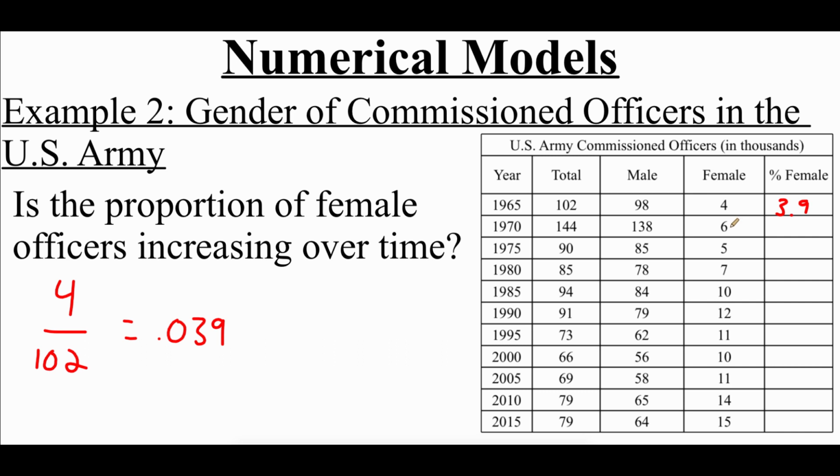If we do the next one, taking that 6 divided by the 144, that works out to about 4.2%. Then I'm going to go ahead and fill out the rest of this table by just continually taking the female number divided by the total number and then converting that into a percent.